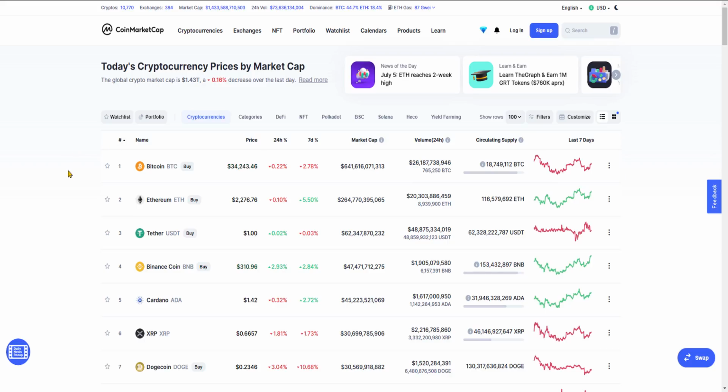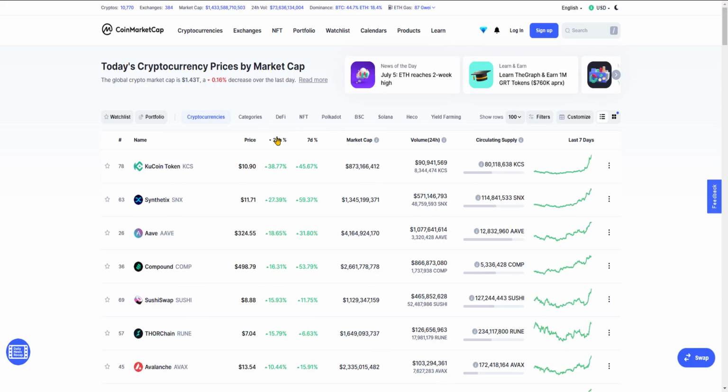The top 7: Bitcoin, Ethereum, Tether, Binance Coin, ADA (Cardano), XRP, and DOGE. We're always interested in the big movers over the past 24 hours and 7 days, and also the biggest losses over that period too.